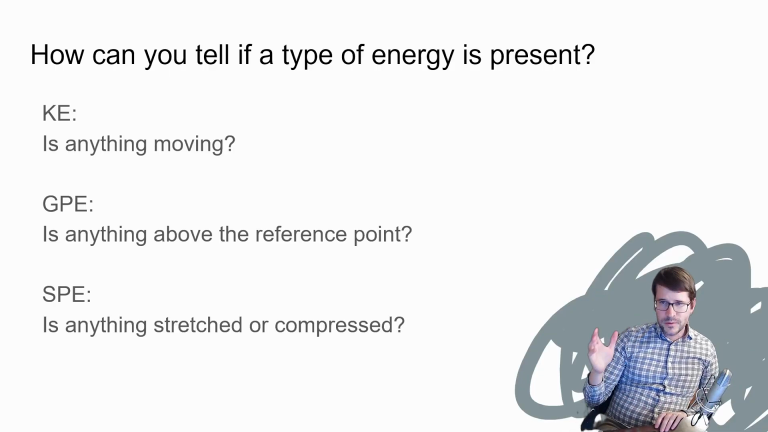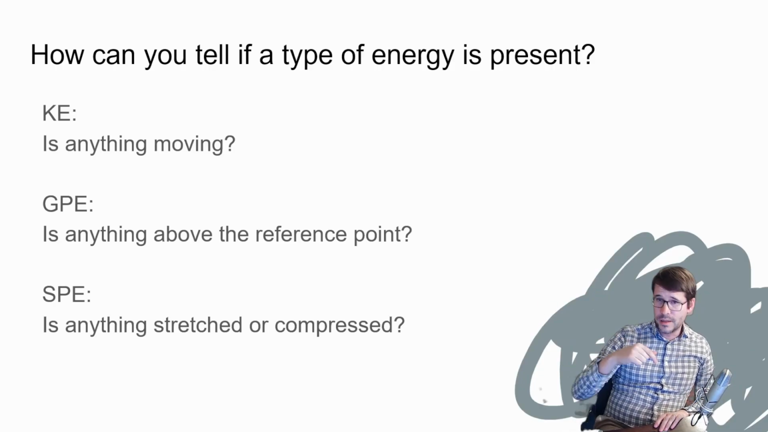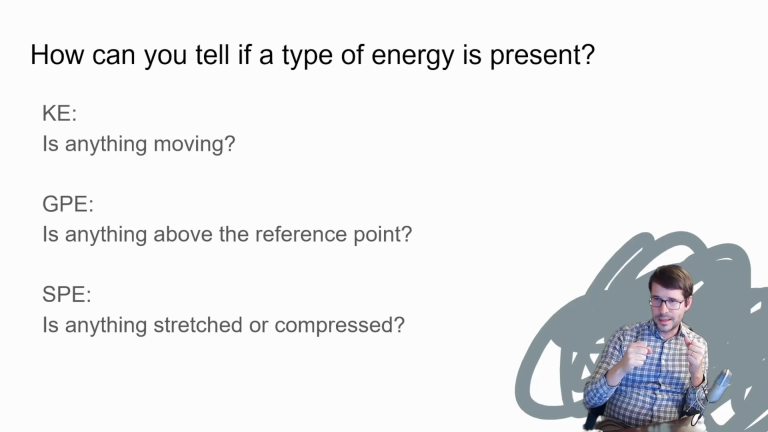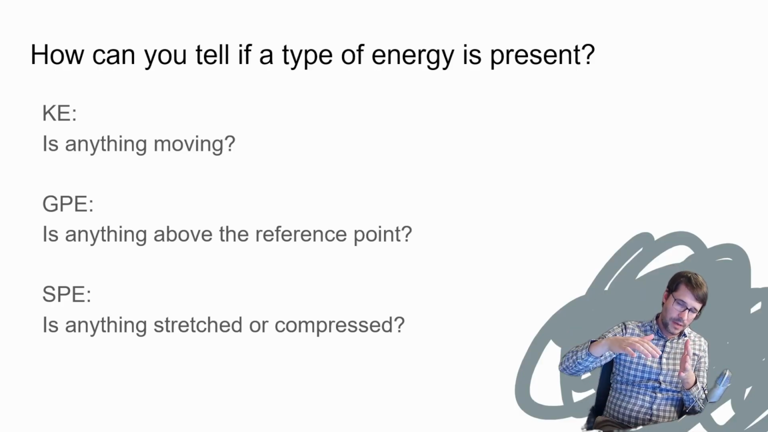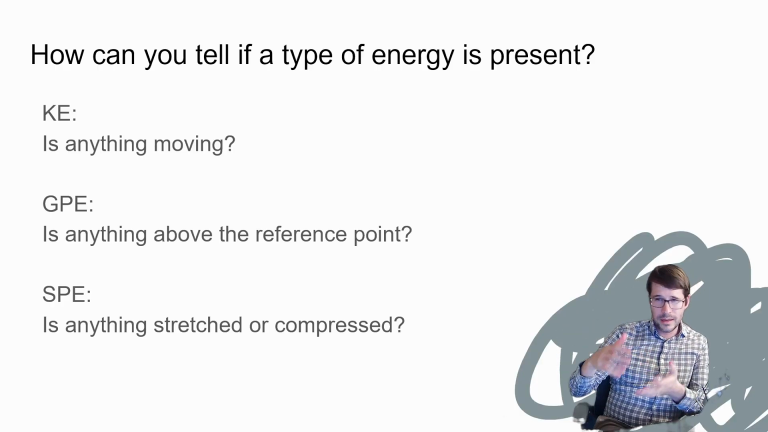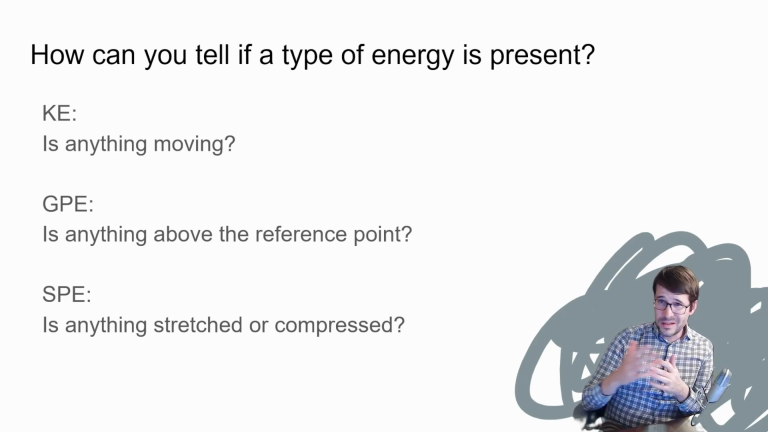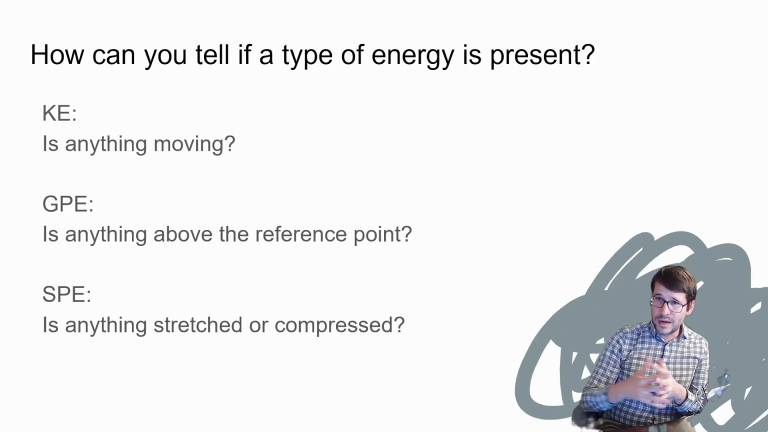And then for the last one over here, it's the spring potential energy. You can tell if that's present based on if anything is stretched or compressed, like a spring or a basketball, as it bounces off the ground, it gets squished a little bit. And so that would fall into the same category of spring energy or elastic energy. And so these are the ways we can tell if a certain kind of energy is there.